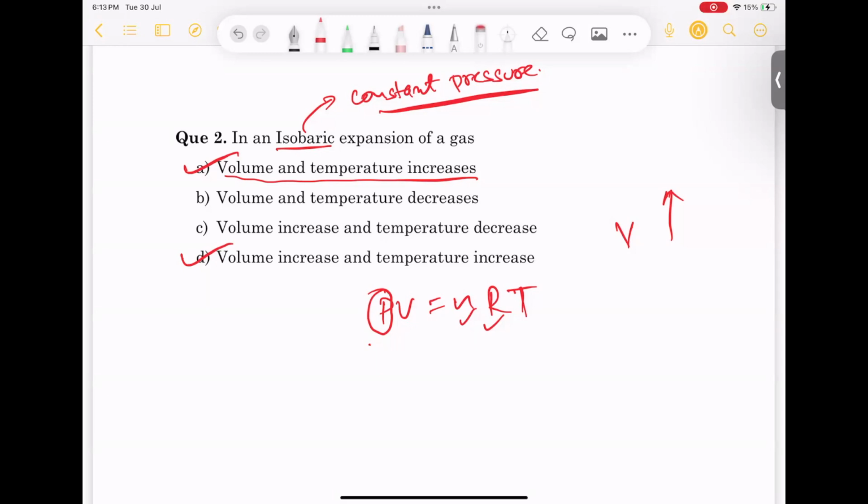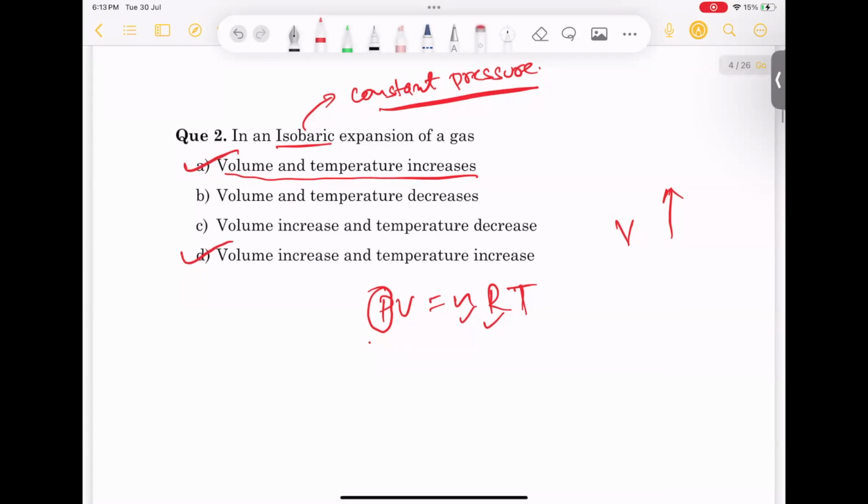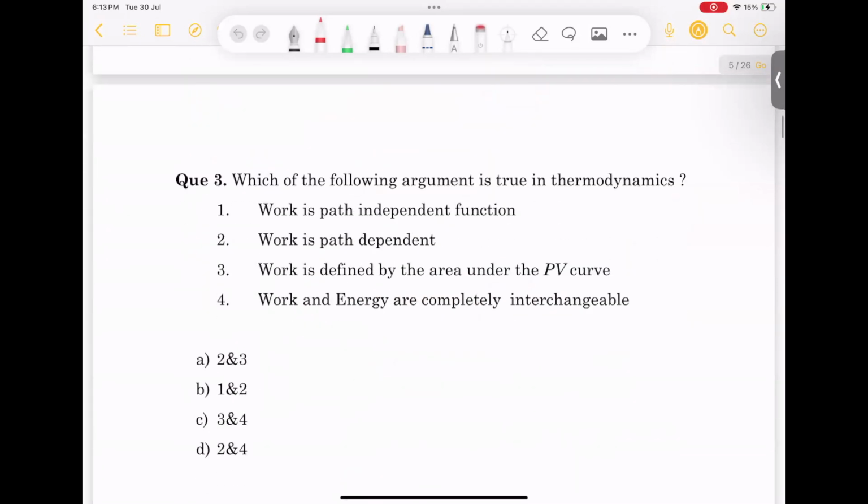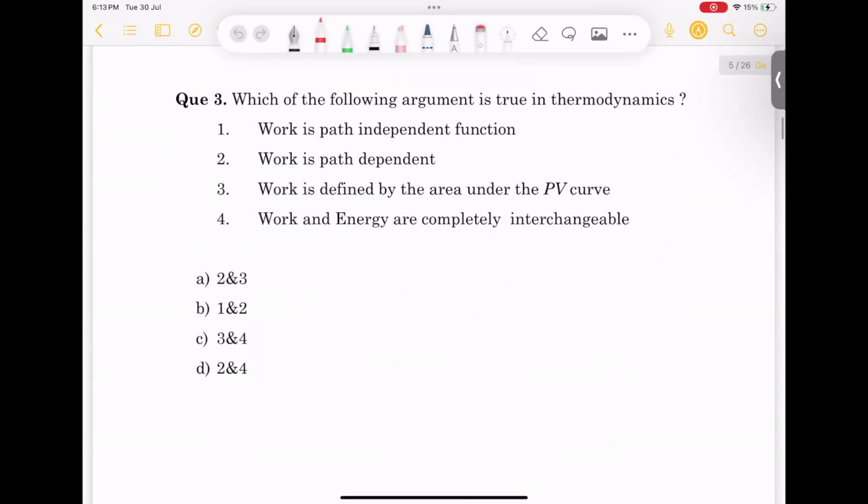Okay, so we can move to the next question. Question number 3. It says, which of the following arguments is true in thermodynamics? First argument is work is a path independent function. Second is work is path dependent. Third is work is defined by area under the PV curve. And fourth one is work and energy are completely interchangeable.